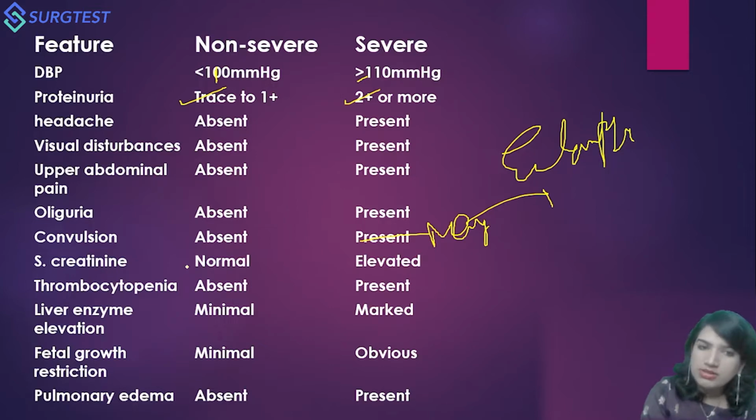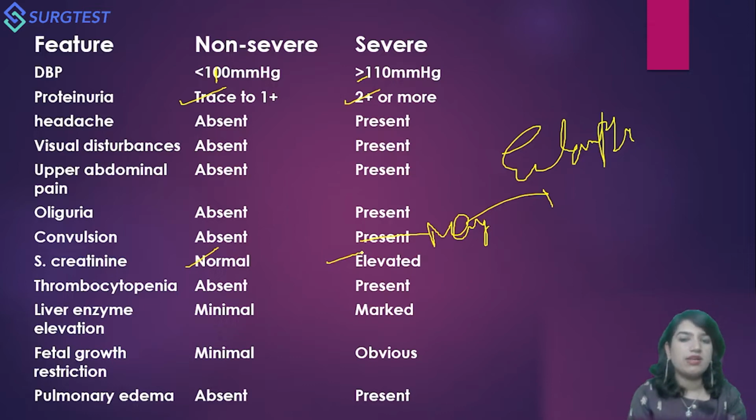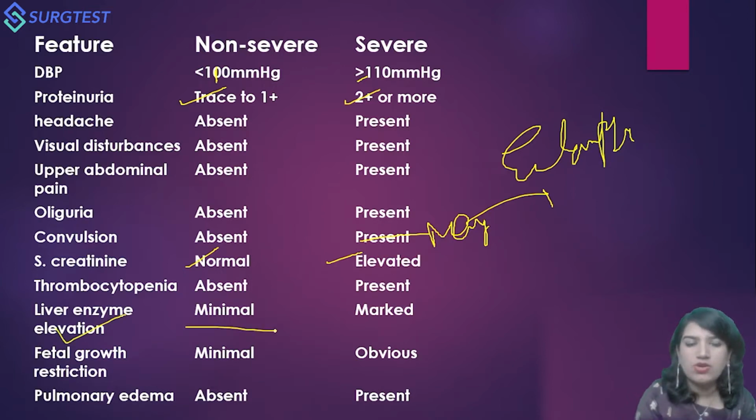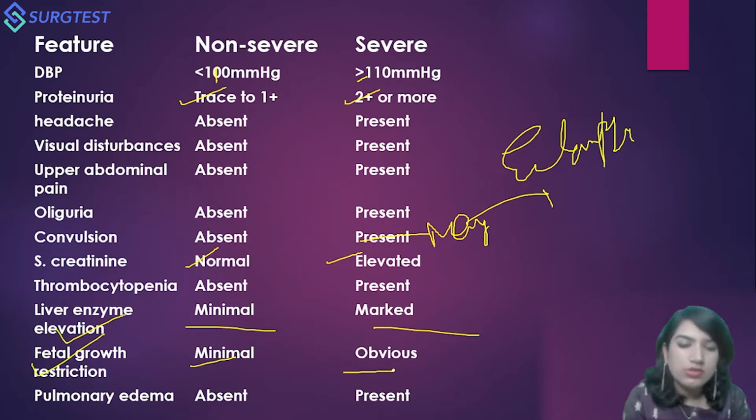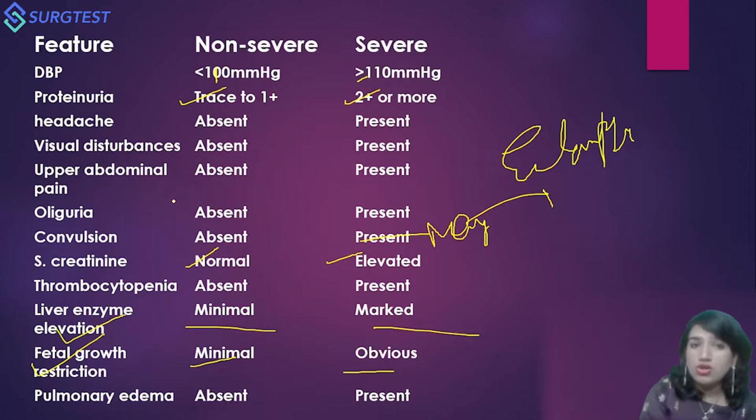Creatinine again is normal in non-severe. It is elevated in severe preeclampsia. Thrombocytopenia, more chances of it to be present in severe PIH. Liver enzyme elevation, again, it is minimal in non-severe, marked in severe preeclampsia. Fetal growth restriction, again minimal in non-severe, obvious in severe preeclampsia. Pulmonary edema, also high risk in severe preeclampsia. So this is how basically you classify preeclampsia as non-severe or severe, and you do not use the term mild anymore. You have to keep it in mind.